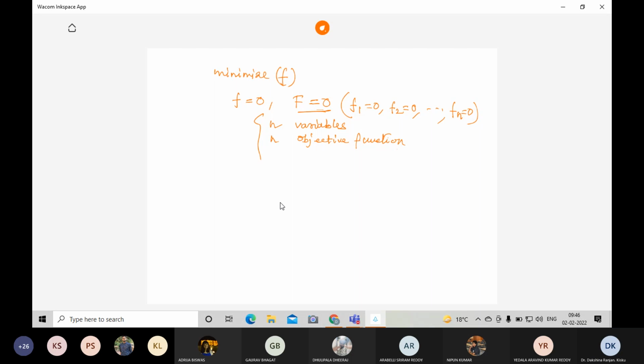Now to extend this convention, if we consider a single point xi, we are not considering two different variables, we are working on a single variable. If we have such n number of variables, then we can have n number of objective functions, and we need to minimize them in terms of capital F equals to 0. Independently we have to minimize these n objective functions from f1 to fn, so we write f1 equals to 0, f2 equals to 0, fn equals to 0.